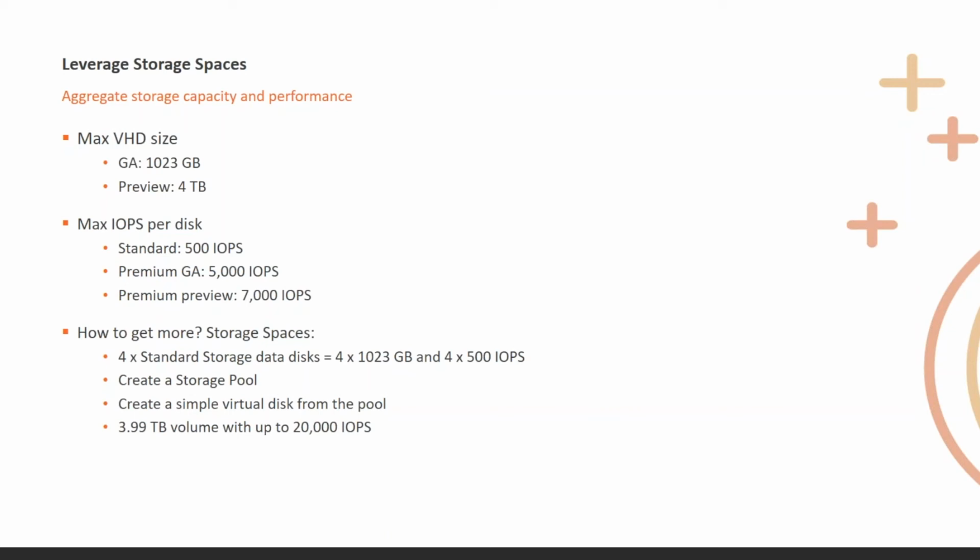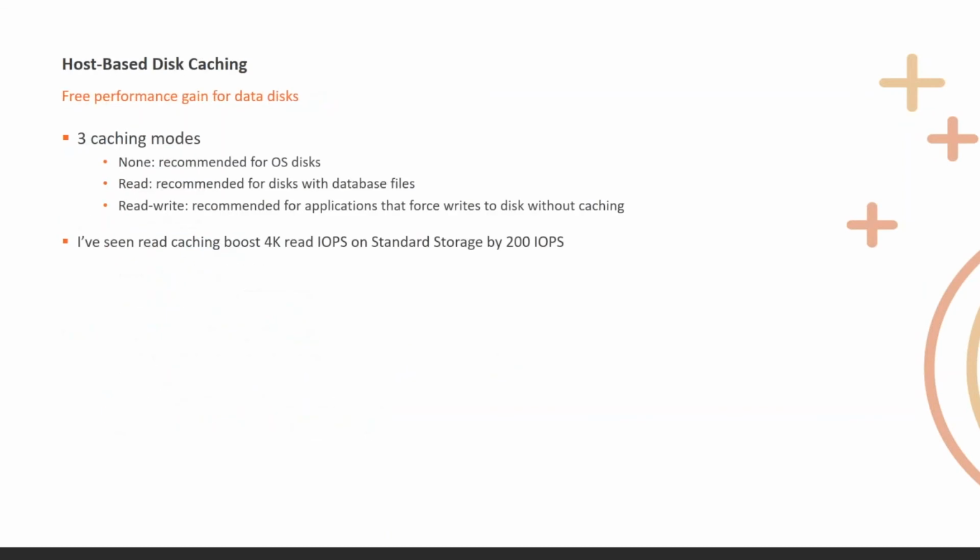So we have a simple virtual disk, and from those 4 disks that are 1023 gigs in size and 500 IOPS, I can create a single volume that is 3.99 terabytes in size with up to 20,000 IOPS. So now that's a lot faster than that single disk at 500 IOPS. And I can bump that up even more by turning on caching.